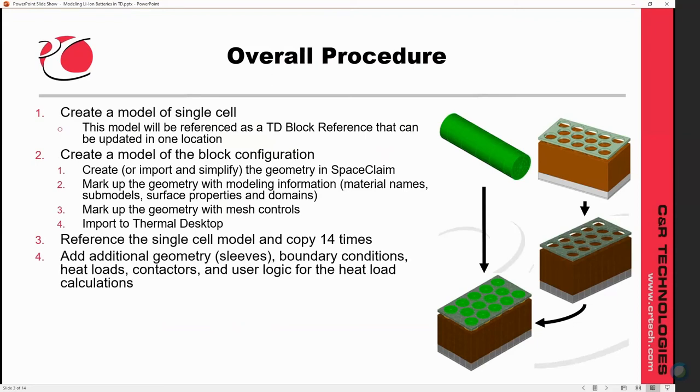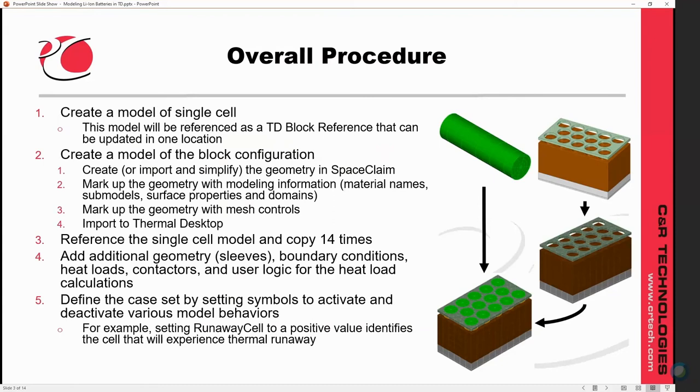And in the overall model, once you have this mesh in here, we can bring in the reference cell and copy it multiple times. So here we copied 14 times. Add any additional geometry. I added in the sleeves after the fact. They could have been block references as well. Then boundary conditions, heat loads, contactors, and the user logic for the heat load calculations. And I'll talk about that here in a minute.